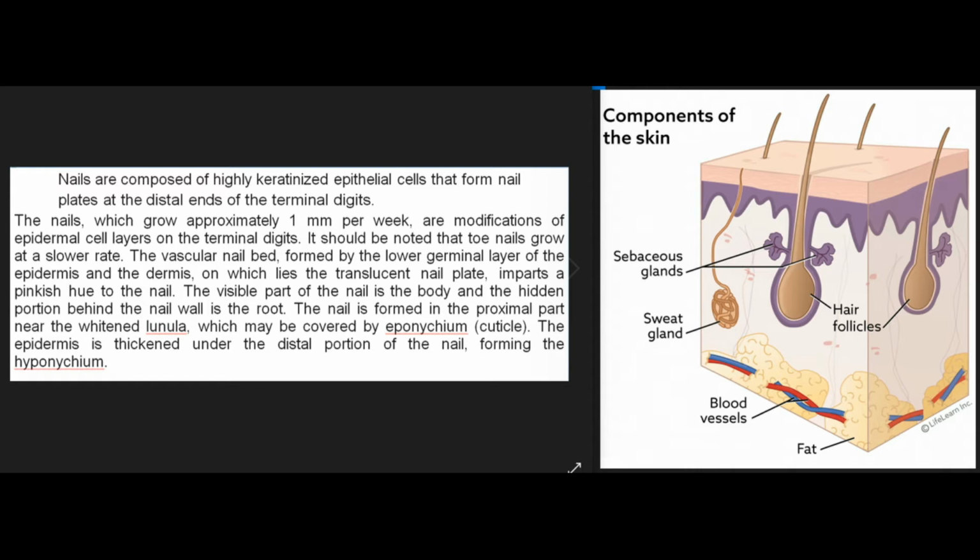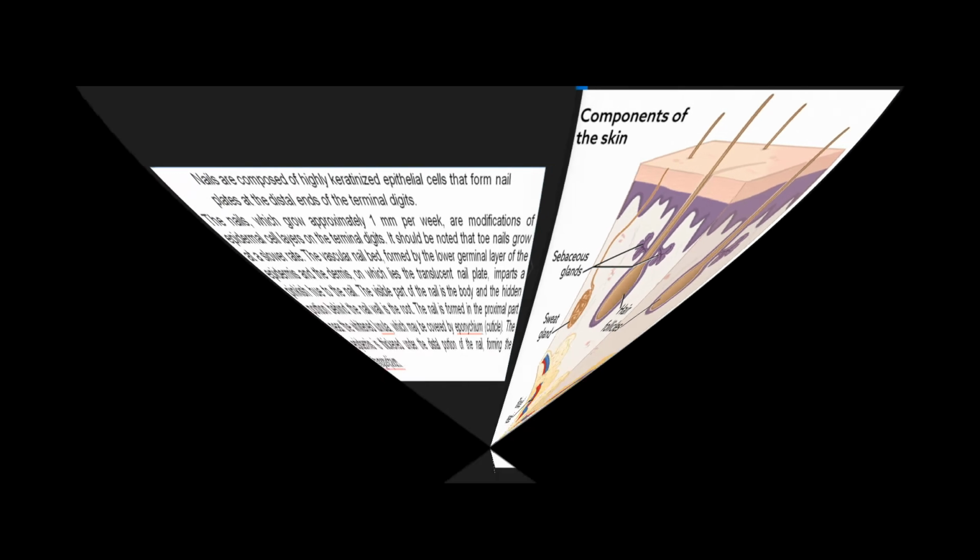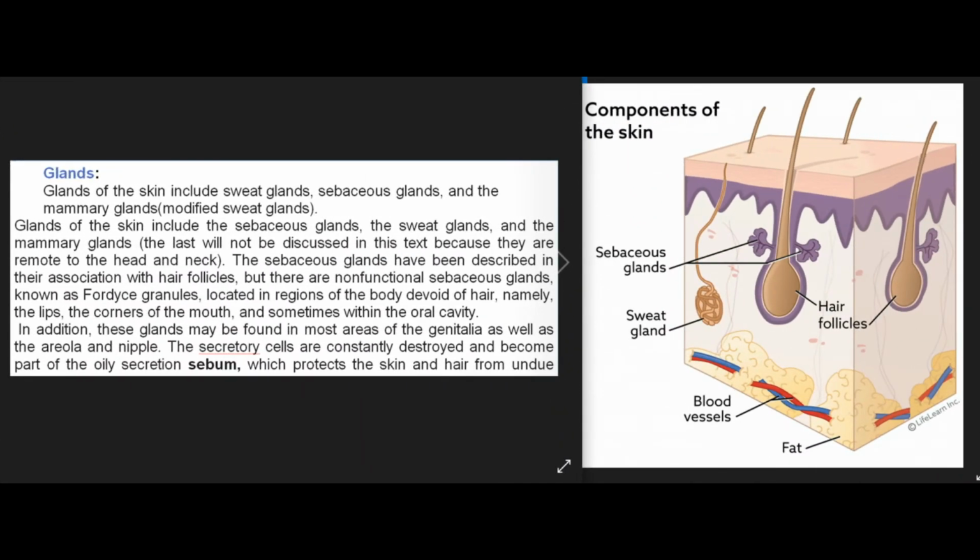The visible part of the nail is the body and the hidden portion behind the nail wall is the root. The nail is formed in the proximal part near the whitened lunula, which may be covered by eponychium, the cuticle. The epidermis is thickened under the distal portion of the nail, forming the hyponychium. Glands. Glands of the skin include sweat glands, sebaceous glands, and the mammary glands, modified sweat glands.